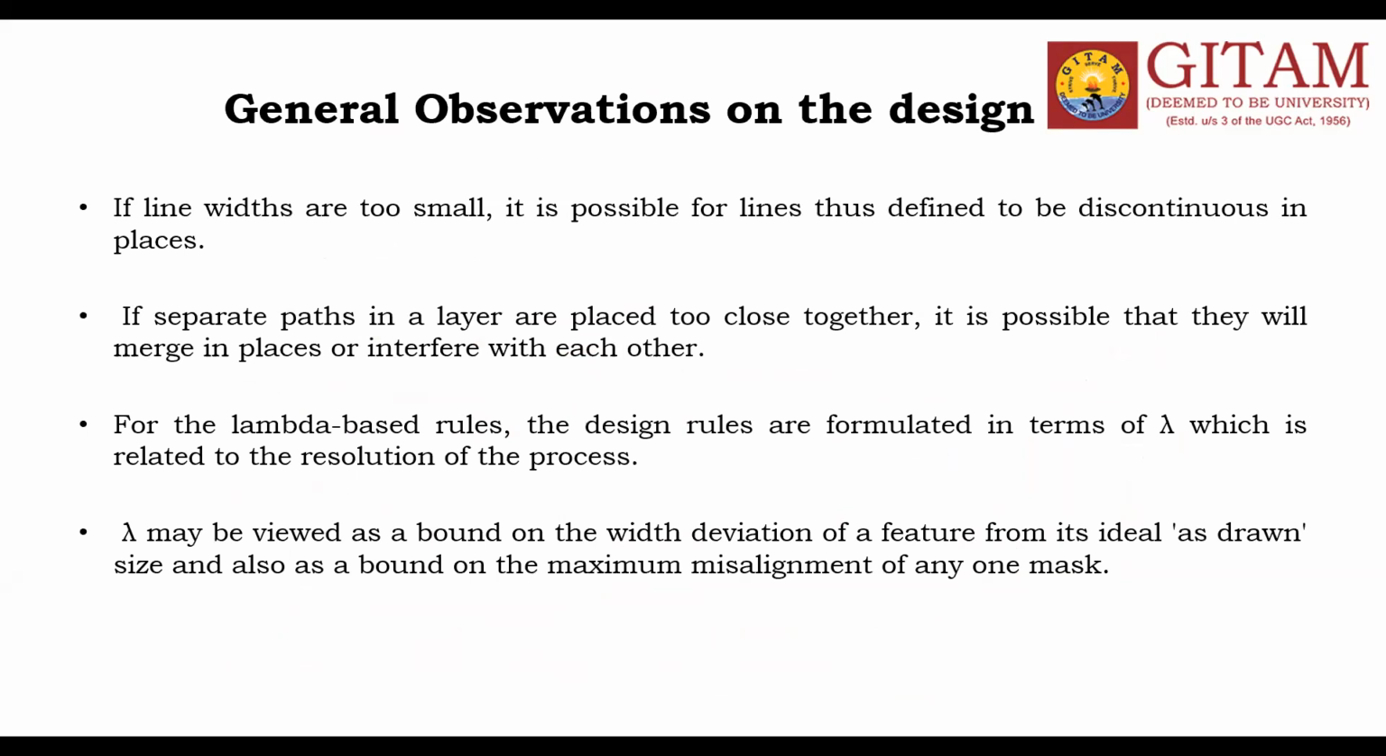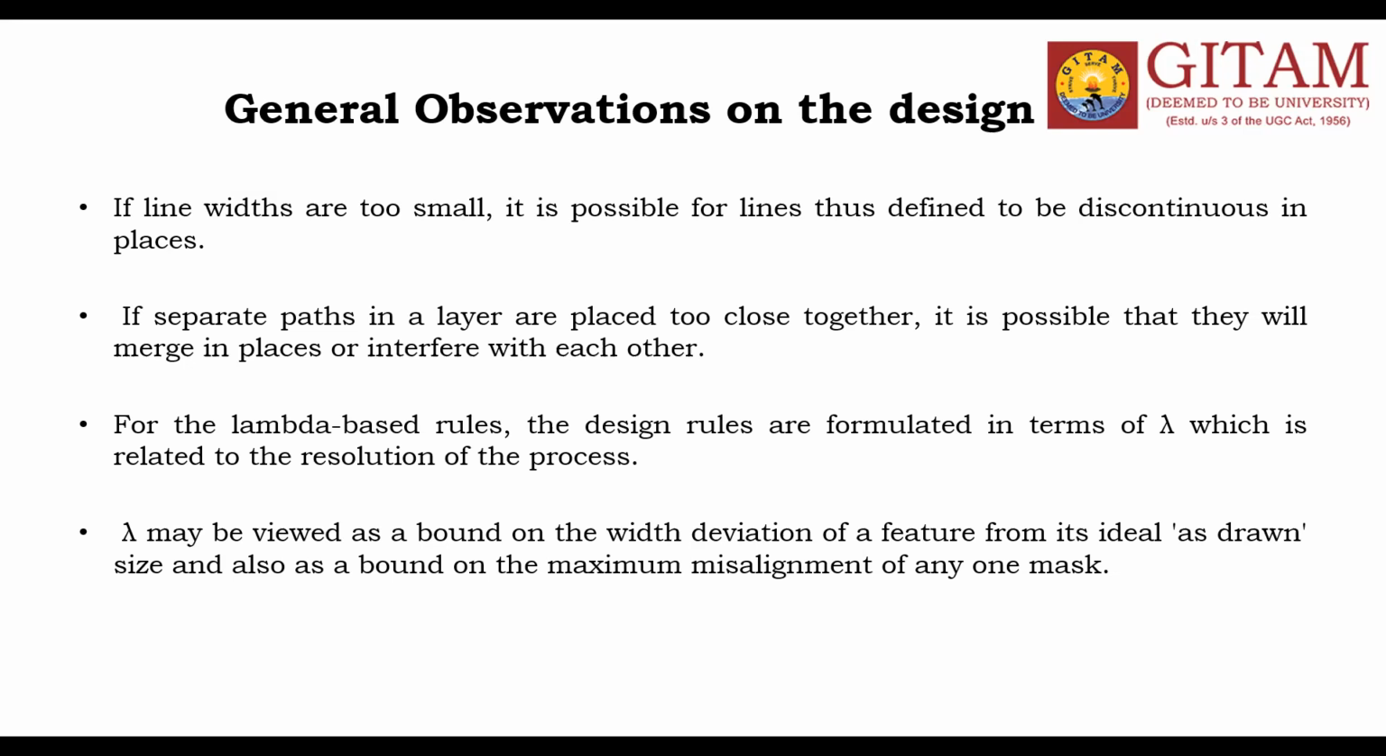If line widths are too small, it is possible for lines thus defined to be discontinuous in places. So if the line width is too small, then what happens? There may be shorts and opens. If separate paths in a layer are placed too close together, it is possible that they will merge in places or interfere with each other. If they are very nearby, if the space is very small, then they can merge.